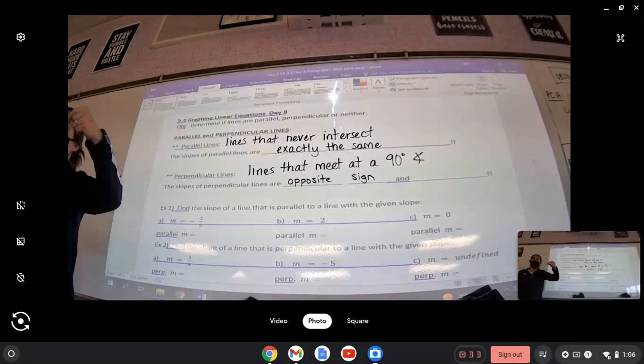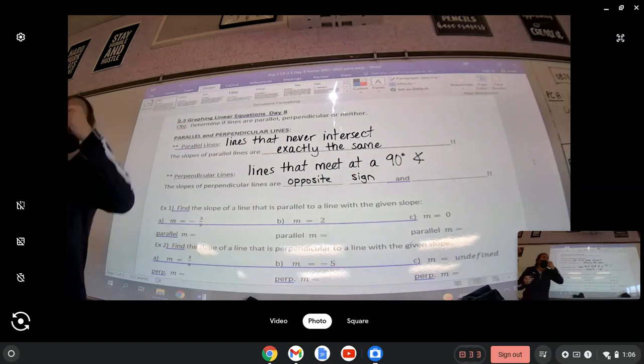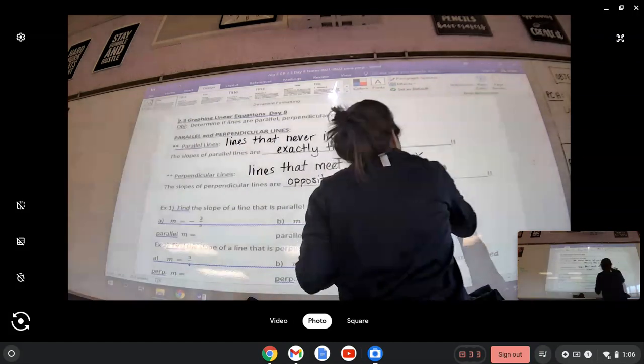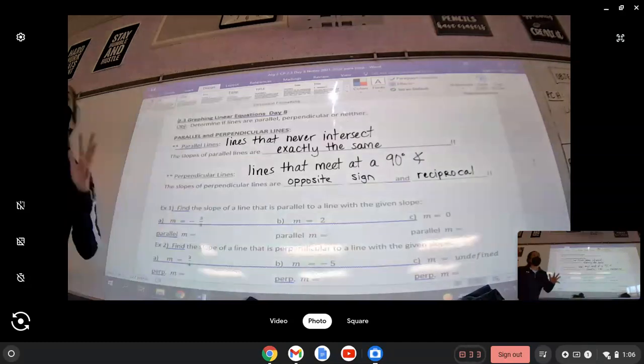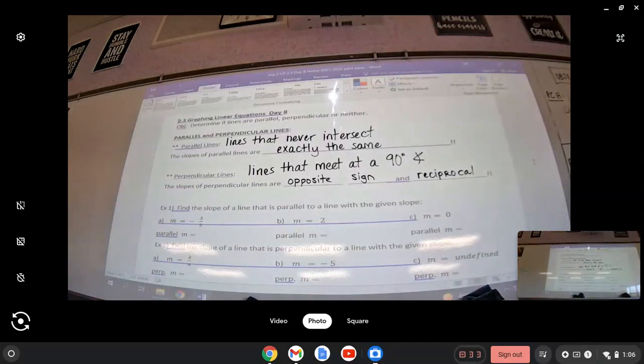And they have to be that reciprocal. They have to be the same fraction, but flipped over. And that's how you'll know that these are definitely perpendicular lines. So guys, whenever the word parallel or perpendicular is mentioned, it is automatically a slope question. That is what we are talking about when we mention parallel and perpendicular. It has everything to do with slope. These are going to be slope questions.